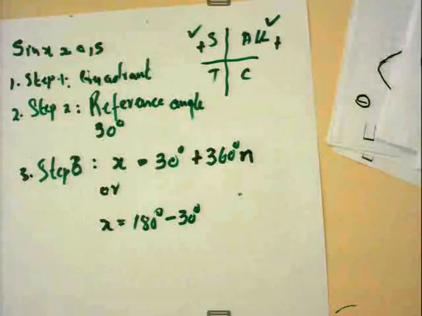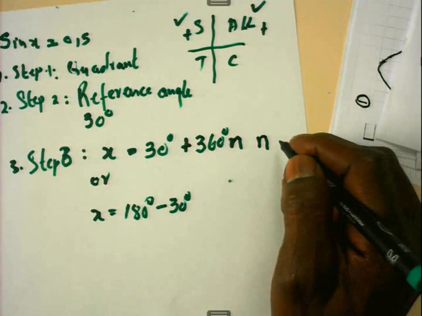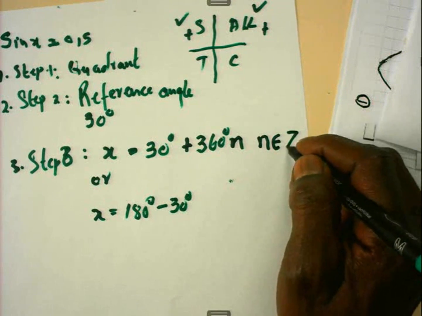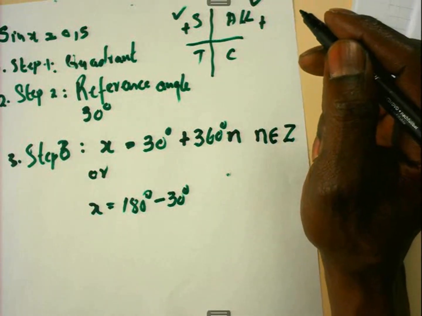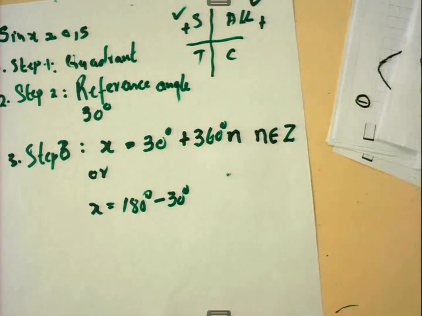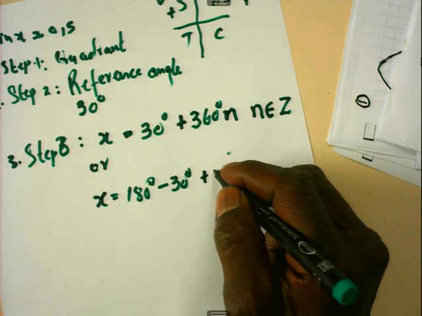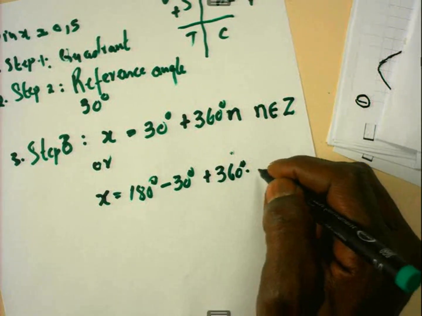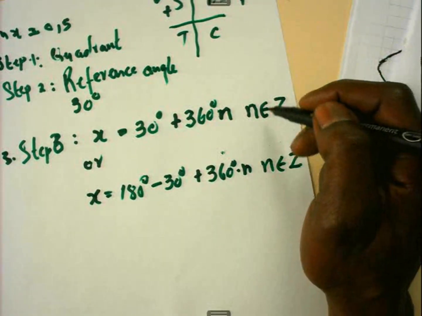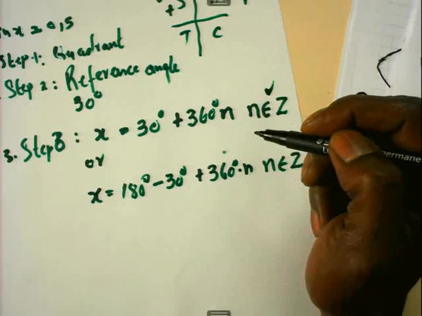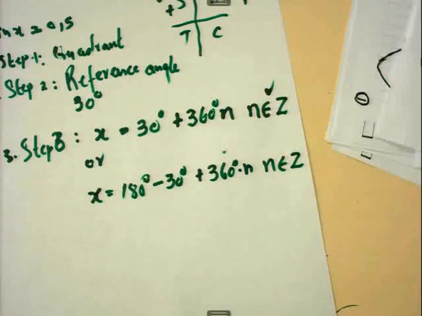So to accommodate such solutions, we will say n must be an element of integers, as you know that the integers include negative numbers, 0, and also the positive numbers. So here, for the second solution, we must also say plus 360 degrees times n being an element of integers. Of course, you get a mark to say n is an element of integers. Otherwise, you are going to forfeit some other solutions like negative solutions.